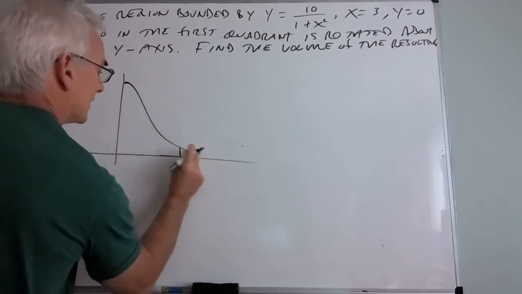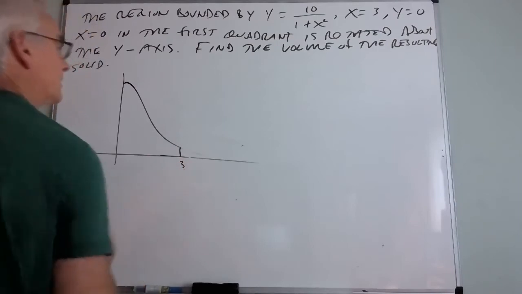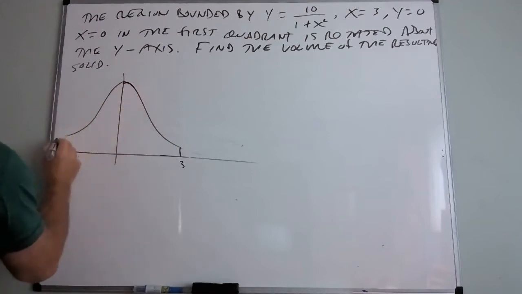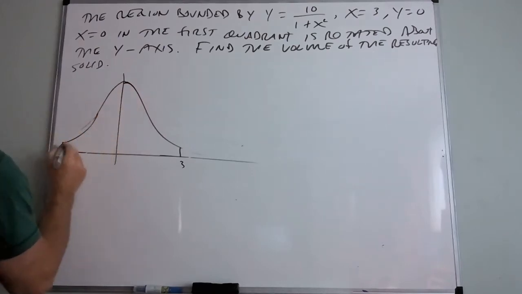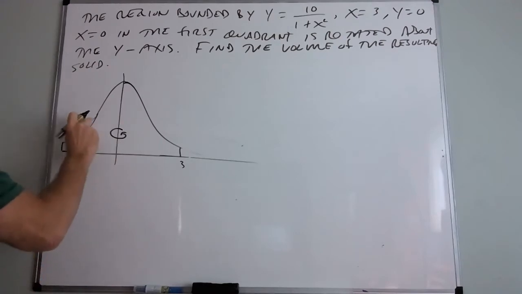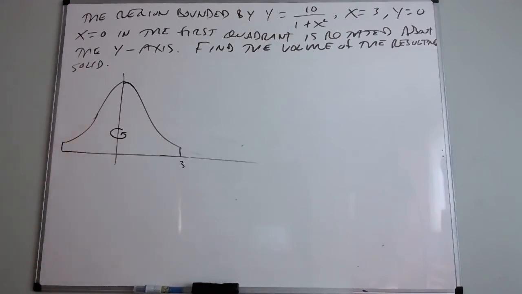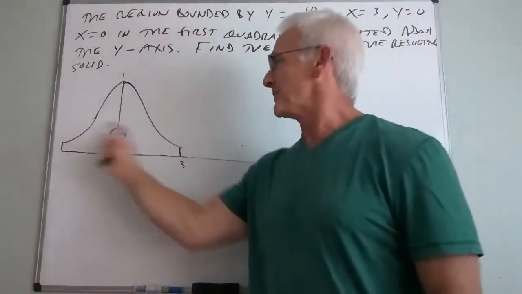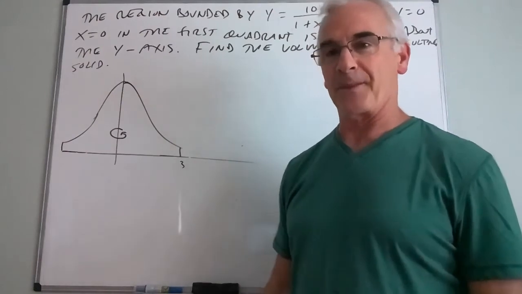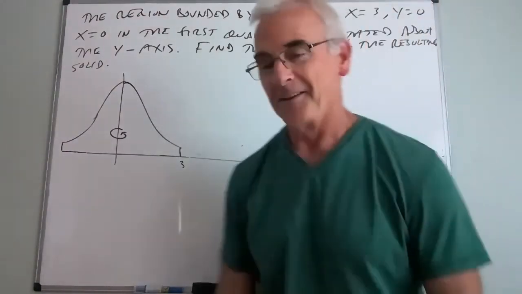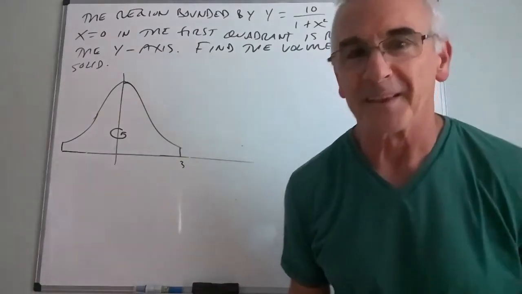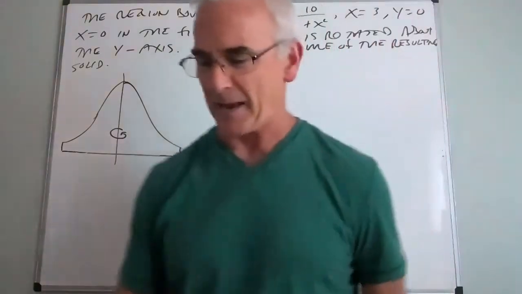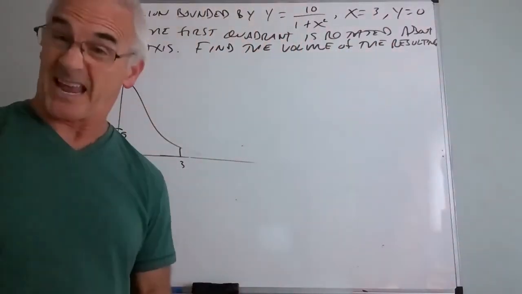I'm cutting it off here at x equals 3, x equals 0, y equals 0, and I'm going to rotate this about the y-axis. So what we're going to get is, I don't know what you call that thing. It's this thing in 3 dimensions. I wouldn't call it a cake, but it's a camel's hump. Yeah, sure. It's a camel's hump. All right, so we want to find the volume of the camel's hump.